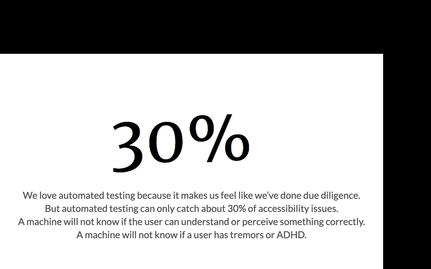So if you're relying entirely on automated testing tools and you've gotten to 30, then you've really only gotten to 30%. And that's because, if you think about all of the things that we spoke about, so much of it is very subjective and about understanding, and not really something that a computer can figure out.